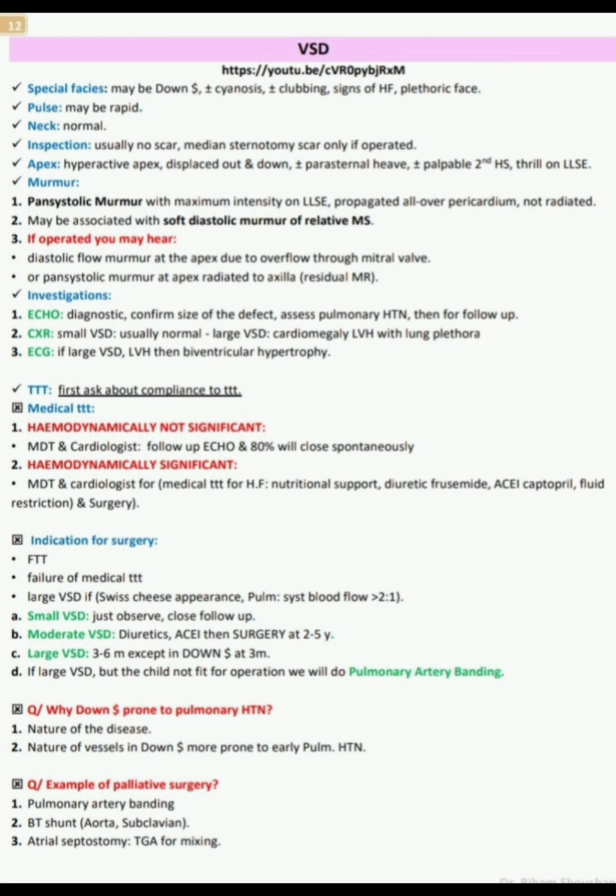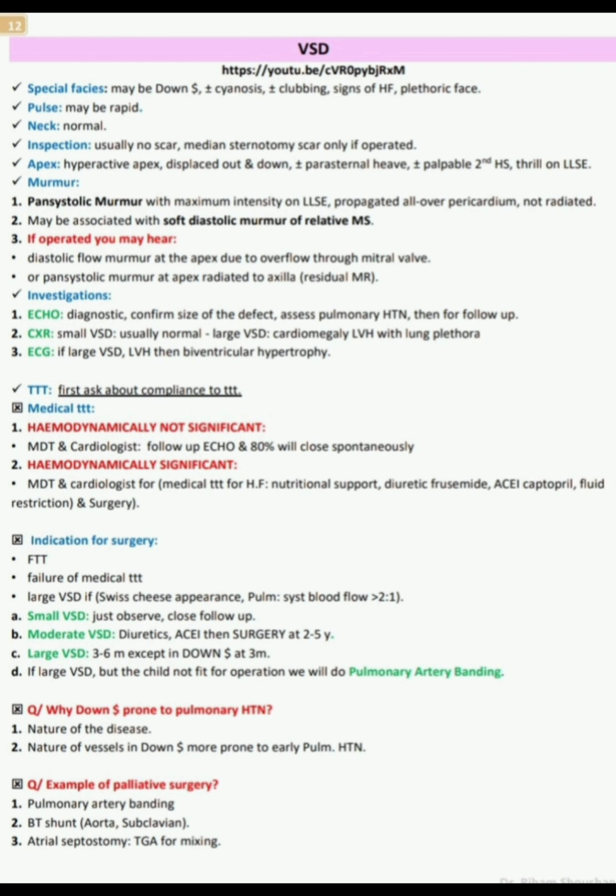Number 2, may be associated with soft diastolic murmur of relative mitral stenosis. Number 3, if operated, you may hear diastolic flow murmur at the apex due to overflow through the mitral valve, or pansystolic murmur at apex radiated to axilla, that is residual MR.